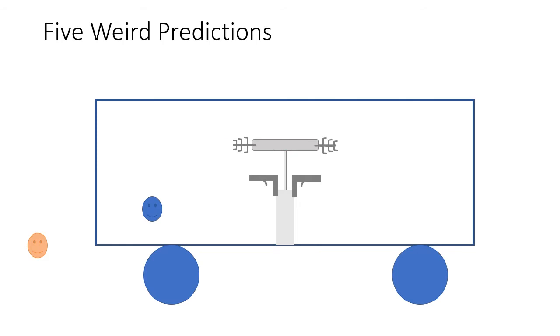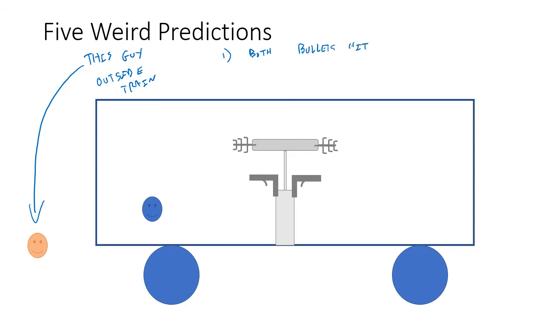now let's talk about things from the perspective of this guy. This guy is outside the train, looking in. Imagine the train's got a big glass wall, so he can see everything that's going on in there, right? Now, this guy thinks two things. He thinks both bullets hit at the same time. The same thing that the guy inside the train thinks. So far, so good. Let's just make sure we understand, though, why he thinks that.